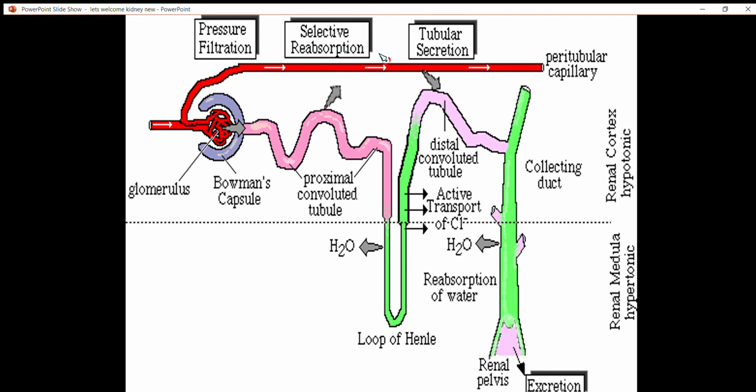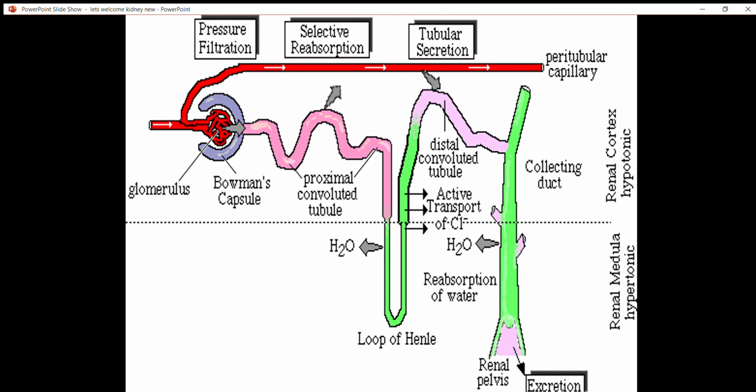But some of the substances are not filtered over here. They can move as they are and come back into your distal convoluted tubule, and this is known as secretion. Secretion means back to the nephron. And then we use a term that is known as excretion. Excretion means out of your body. So these are the different terminologies we will see later on.